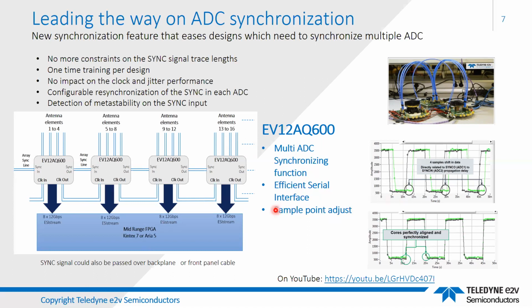And also in 4-channel and 2-channel mode, there's a sample point adjust feature that enables these possibilities to be calibrated as well, the incoming signal to be calibrated from the antenna.